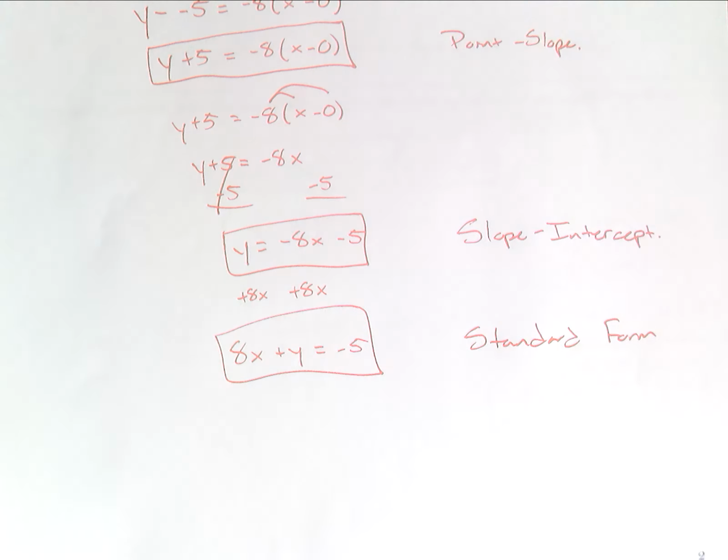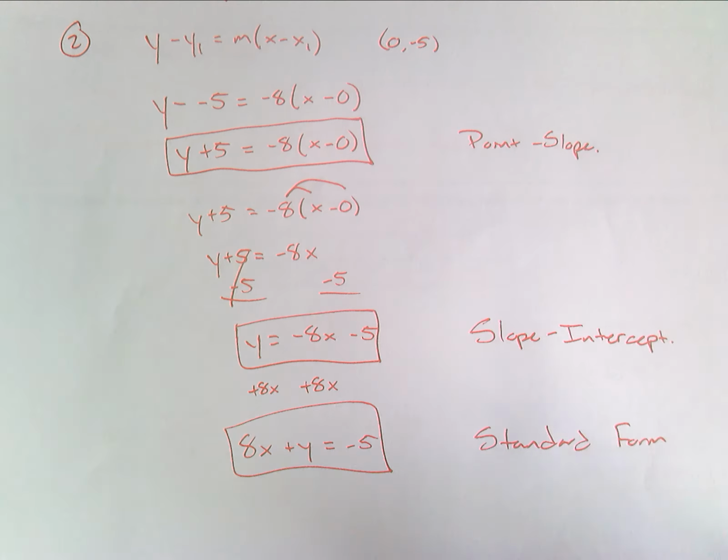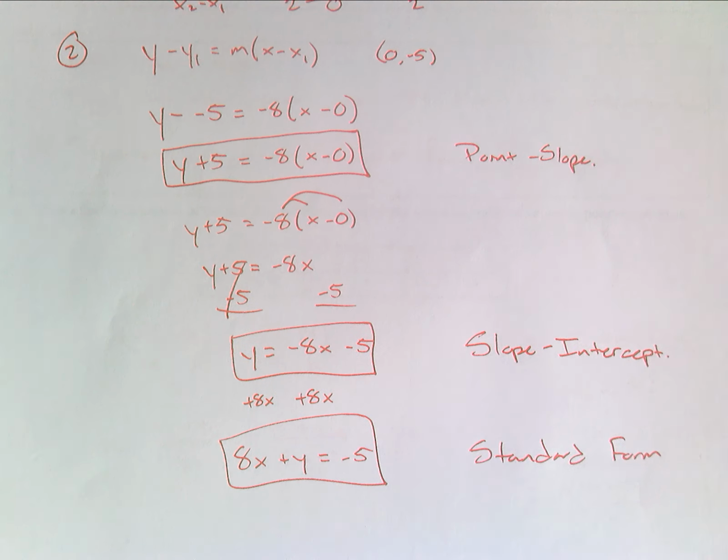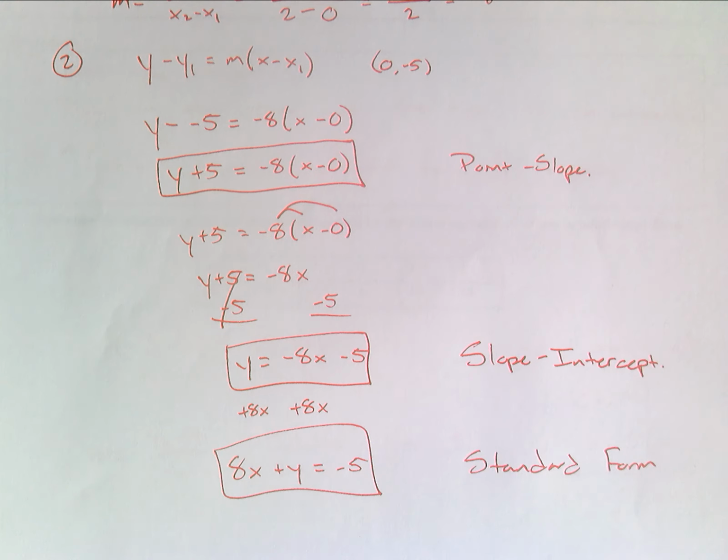All right, so now we've taken a look at each of the three forms, point-slope form, slope-intercept form, and standard form, and we have found them using 2 points and using tables of values. All right, so this is objective 32, determine the equation of a line from a table of values.